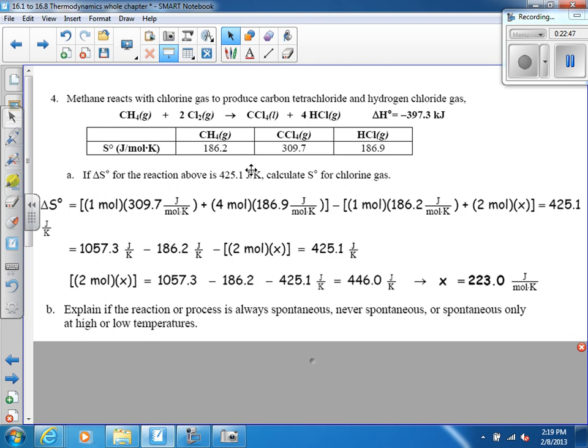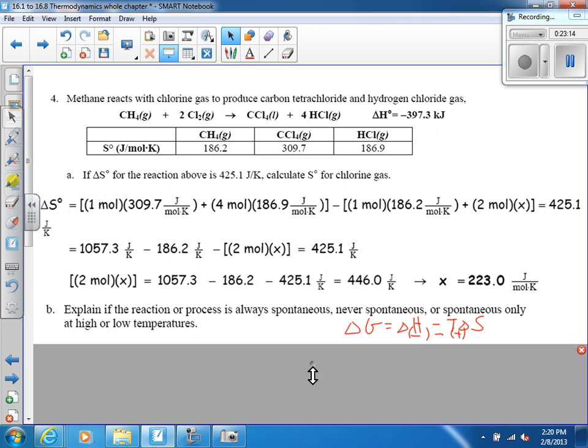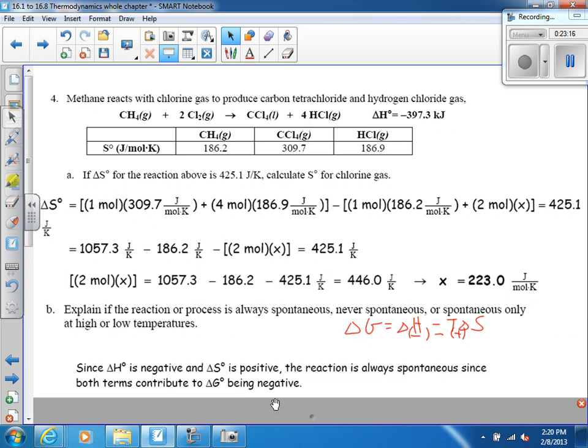Delta S right here. It's not the S of chlorine, it's the delta S for the reaction. So you have to always read these questions very carefully. Delta S is positive, delta H is negative. So we have a negative minus a positive. Temperature is always positive. So if delta S is positive, T delta S is positive. A negative minus a positive is always, always, always negative. So this thing is always spontaneous. There you go.